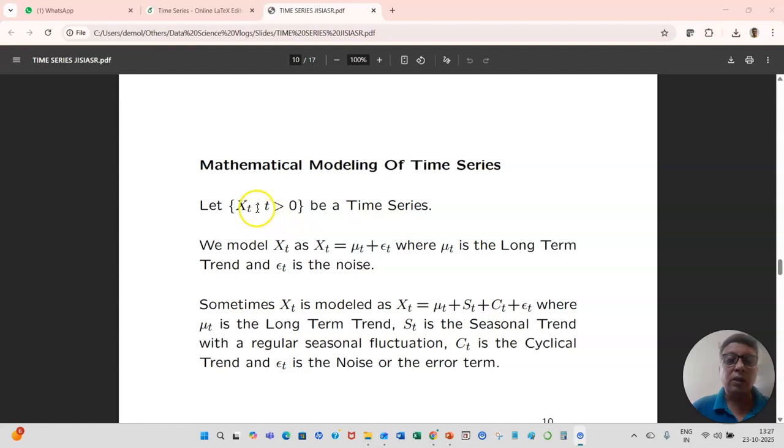Mathematical modeling: let x_t, t greater than 0, be the time series, and we model x_t as mu_t plus epsilon_t, where mu_t is the long-term trend and epsilon_t is the noise. And more explicitly, we write x_t equal to mu_t plus s_t plus c_t plus epsilon_t, where mu_t is the long-term trend, s_t is the seasonal trend with regular seasonal fluctuation, c_t is the cyclical trend, and epsilon_t is the noise or error term.